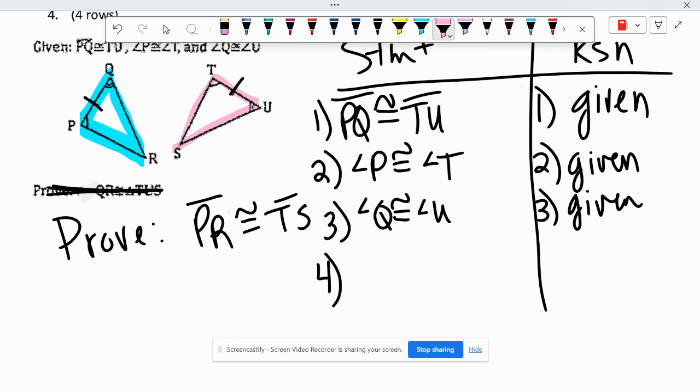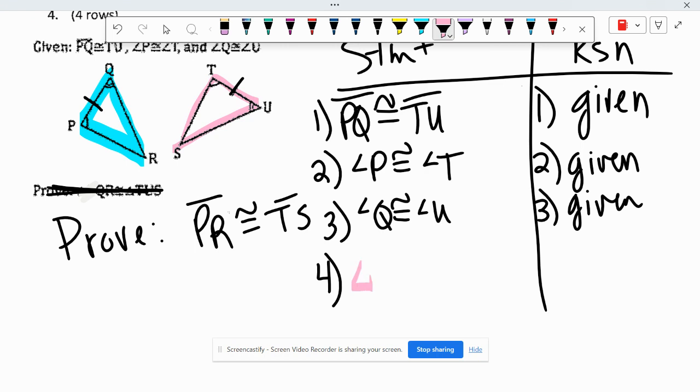Corresponding parts of congruent triangles are congruent. So can we prove that these triangles are congruent first? How? What theorem? Aiden, stop. Angle side angle.